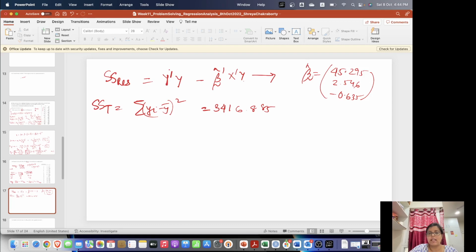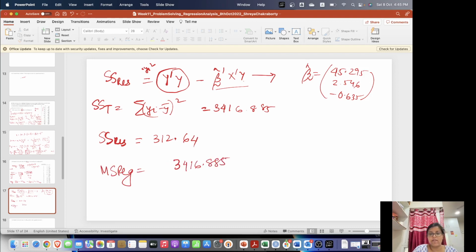So y prime y is nothing but summation yi square. So this one we know, this one we can compute. So this entire thing, SS residual, it comes out as 312.64. So MS regression is nothing but 3416.885 minus 312.64 divided by the df, that is 2. So this would finally come out to be 1552.123.